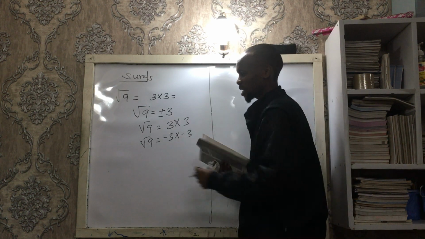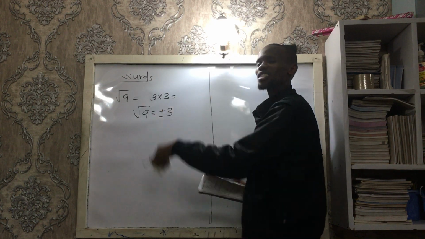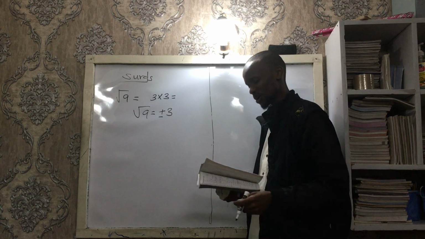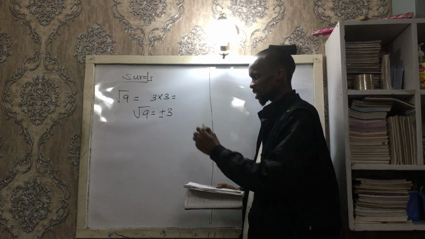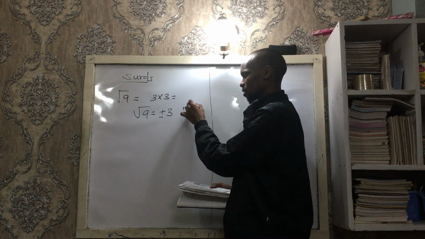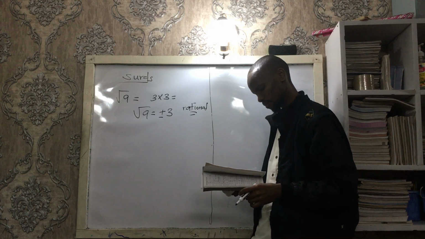So that's why I'm writing here root 9 is a positive and a minus 3. I hope we are together now. So we can say that root 9 is rational. Root 9 is rational.